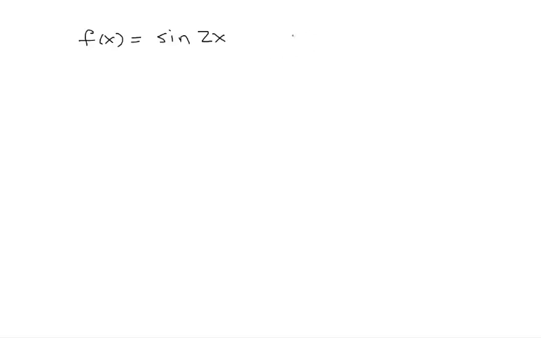And our general form for the Taylor and Maclaurin series that we're going to use to produce it is f of x is equal to the sum from n equals 0 to infinity of f to the n of a divided by n factorial times x minus a to the n. And a is our center.